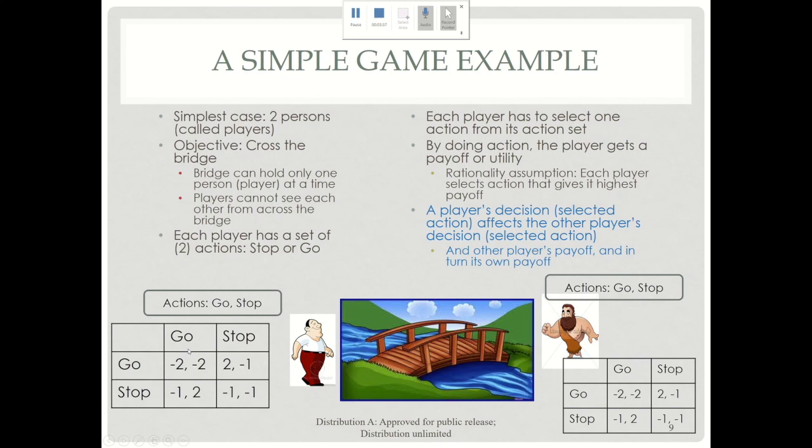The joint action go, go corresponds to this cell out here. And remember from the last slide, the joint action go, go gave a utility of -2 to the first player, utility of -2 to the second player. And that's what I write in the go, go cell of the payoff matrix. And similarly, I fill up the rest of the cells of the payoff matrix. Okay. So basically the payoff matrix allows me to represent the game in a very compact form.